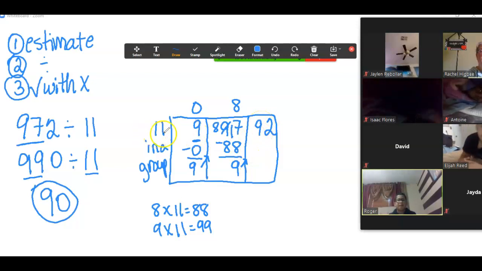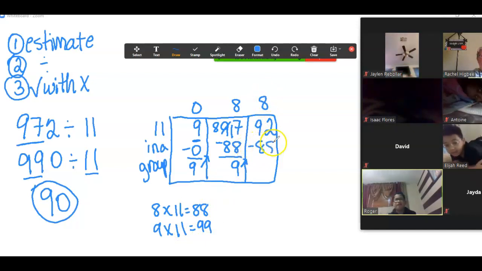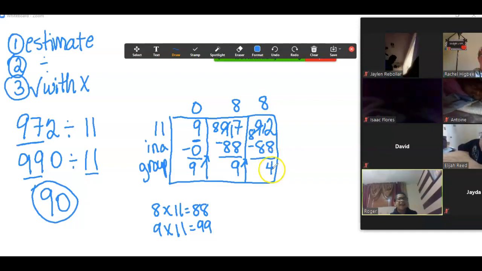And how many groups of 11 can I get out of 92? I see Roger holding up his hands again for 8, right? Because we did it down here. We have 8 times 11 is 88, but 9 times 11 is 99, and that's too much. So 8 groups. And if I subtract, what am I left with? What's 12 minus 8? 4. Okay, now if I have 4 Skittles, can I make a bag?